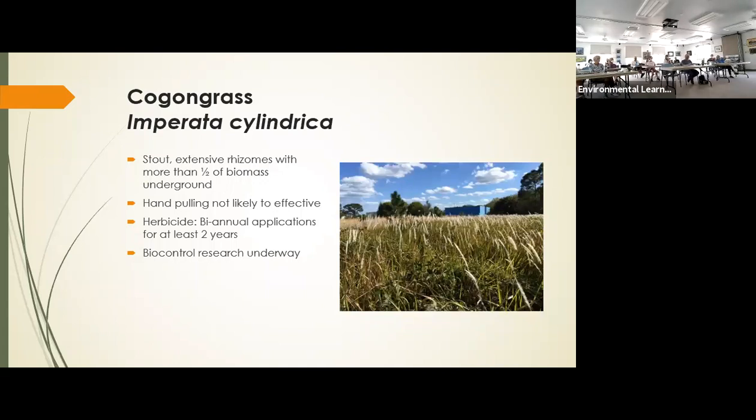Now, much of this plant, more than 50% of the plant, probably more like 2/3 of the plant, is underground. Yeah, oh no is right. That is the right response. So I hate to say it, but hand pulling is really not that likely to be effective because of the extensive rhizomes. So you pull it up, you think you got it all, there's a tiny little bit left, and then you have more.